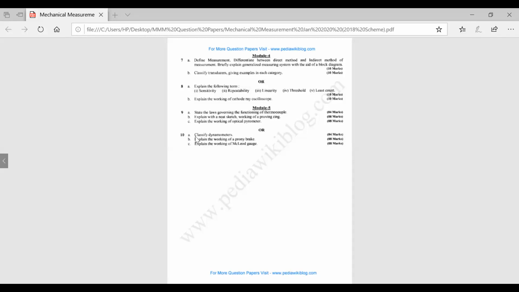Again, you have the classification of dynamometers, asked for just 4 marks, so you can just list out the classifications of dynamometers. Next, they have asked you to explain the Prony brake dynamometer. You need to draw the sketch, list how it is constructed, its working principle, and any limitations associated with it. Similarly, they have asked for explaining the working of the McLeod gauge, again for 8 marks.